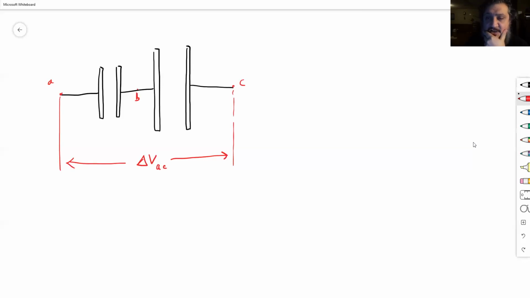Now, if I have charges on this system, and let's assume that A has a higher potential, so VA is greater than VC, and point B is in between the two. If that is the case, this means I have positive charges right here. Okay, so positive Q. And this will be negative.